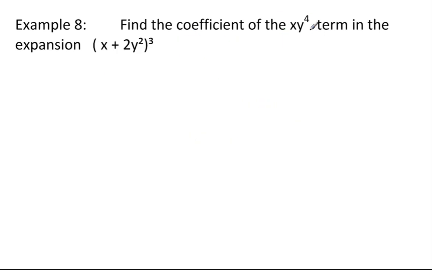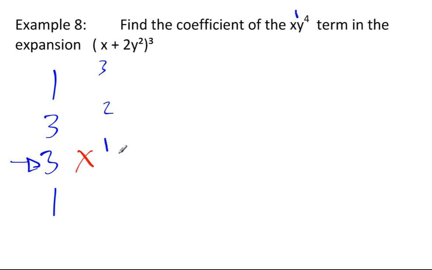Alright, coefficient of our x, y to the 4th term in this one. So we're back to our power of 3, which is our 1, 3, 3, 1. Finding our coefficient of x to the 1 power, that's going to be easier. So we got 3, 2, 1. We're looking at our row here.